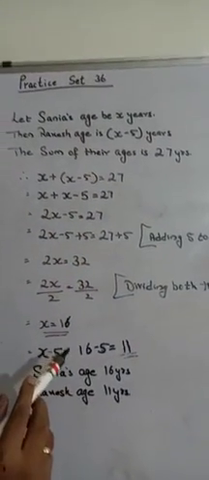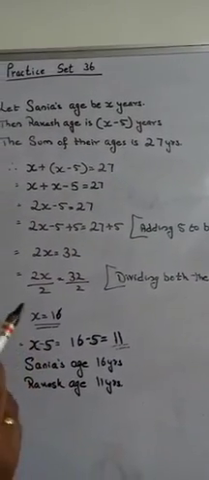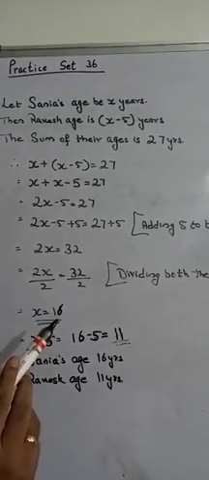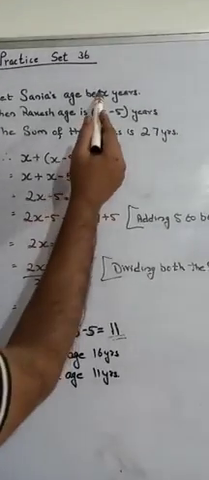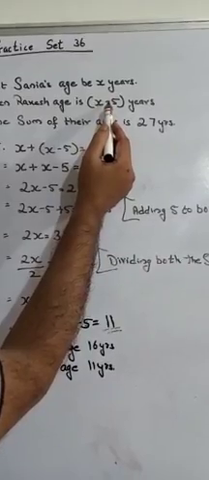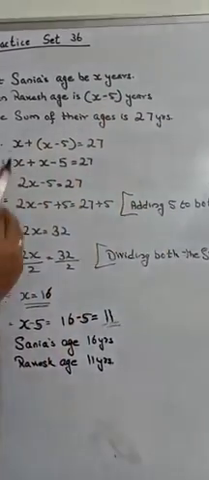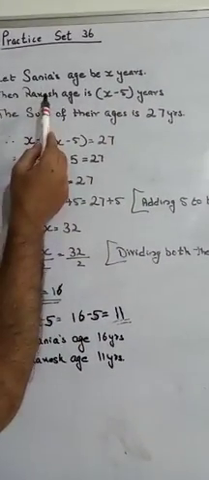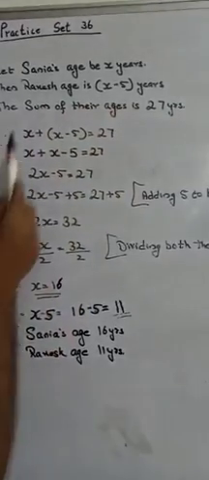Now what is the next statement? The sum of their ages is 27 years. How old are they? So when we add x plus x minus 5, we should get 27. That is Sanya's age plus Rakesh's age. It should be 27. What is Sanya's age?